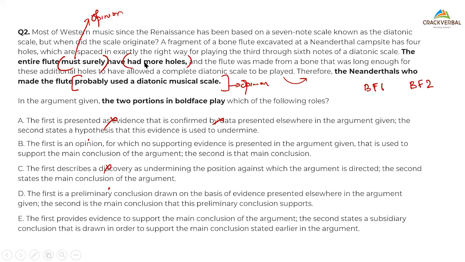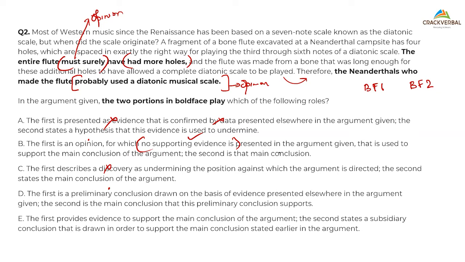So, must surely have had more holes. And I'm saying probably used as a diatonic scale. So a distinct relationship is something that I don't see. So I will go down to my options. And first is an opinion, no supporting evidence is presented in the argument given. Do we agree to this? Of course. Because I don't see anywhere how more holes are there, because this directly is jumping into probably used as scale. So this idea and this idea, I don't see a relationship as such with distinctness. That is used to support the main of the argument.